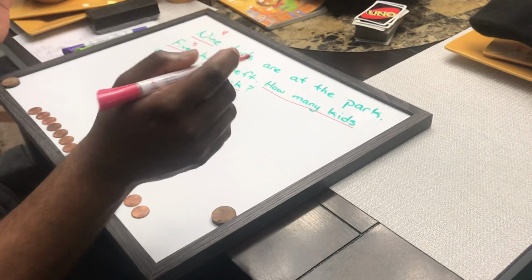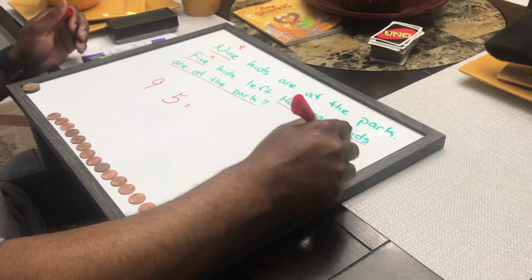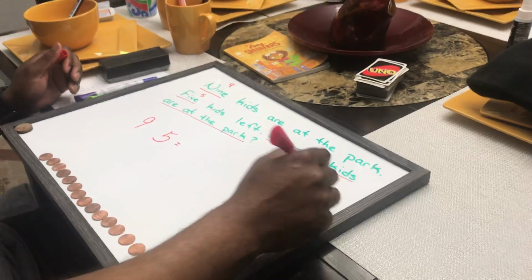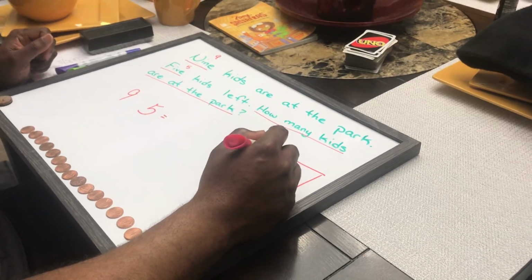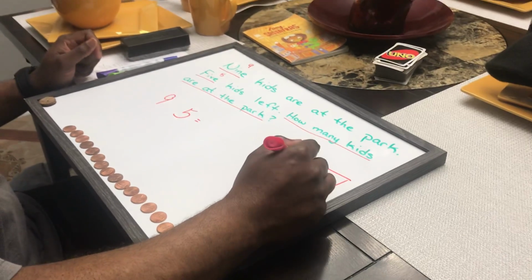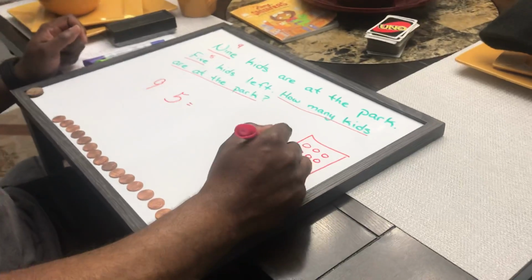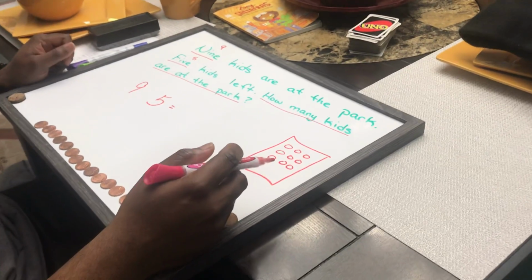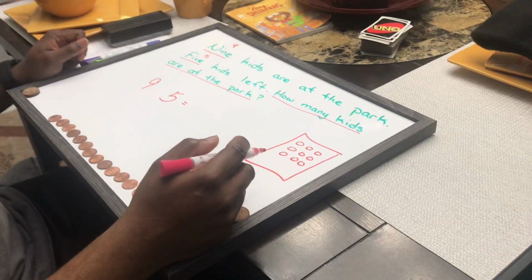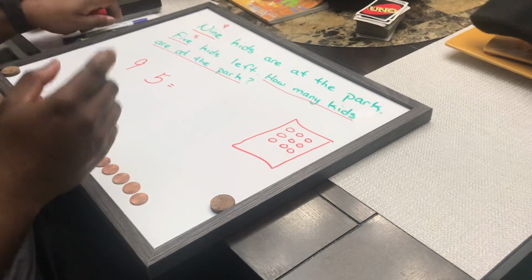Let's do it pictorial. So we have 9 kids are at the park. So we have this park over here. I'm going to draw that square, that rectangle right there. And I am going to put 9 bodies. 1, 2, 3, 4, 5, 6, 7, 8, 9 circles. So it says 9 kids were at the park. Then all of a sudden 5 kids left. 5 kids left. What does that mean?